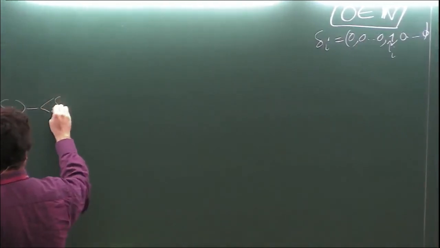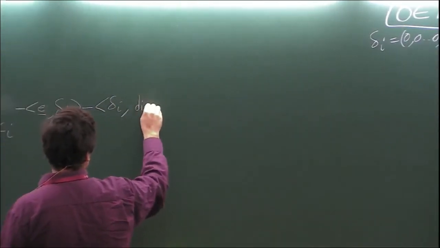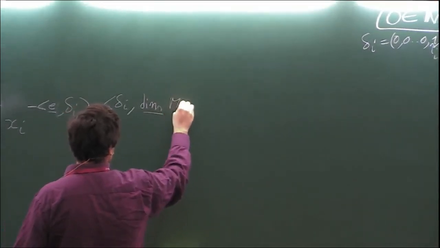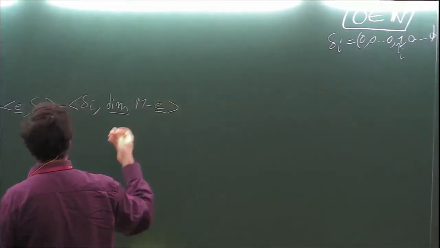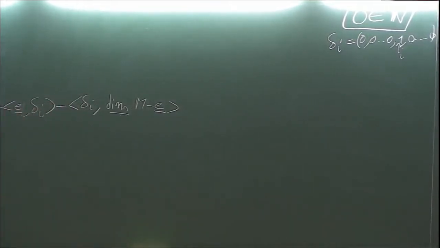This is just one of the, this vector, and then delta i, dimension of M minus e. Dimension of M means dimension vector. Okay, so this is the formula. So of course there are plenty of terms that you don't know and that I will explain. This will be essentially what I will spend my time on today. So chi is the Euler characteristic. I will speak more about it.